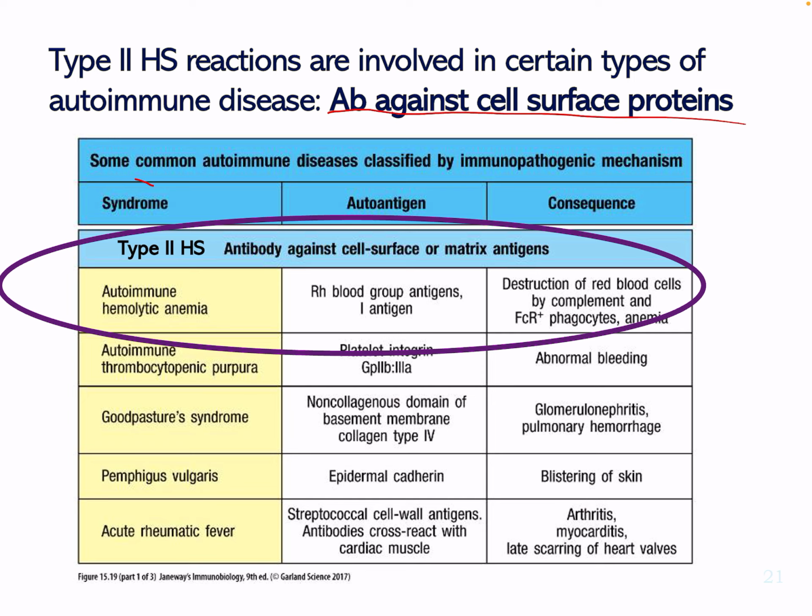Here we can see the syndromes. Hemolytic anemia, which is quite dangerous, involves Rh blood group antigens and then destruction of our RBCs. We can have Goodpasture disease, which attacks the non-collagenous domains of the basement membrane collagen type 4, causing glomerulonephritis and pulmonary hemorrhage, which are not good. And then acute rheumatic fever, causing arthritis, myocarditis, and late scarring of the heart valves.